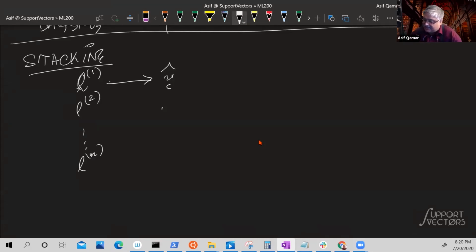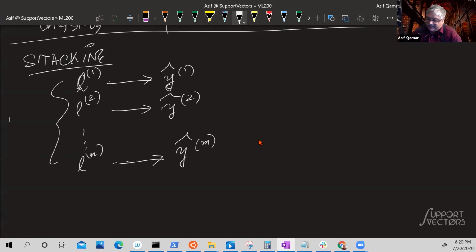So the first one is making predictions like this. The Mth learner will make predictions like this, isn't it? Individually on the data, each of them will make predictions. Are we together? These learners are independently trained. They're not trained sequentially. So let me just put it this way. Independent learners, very much like bagging.